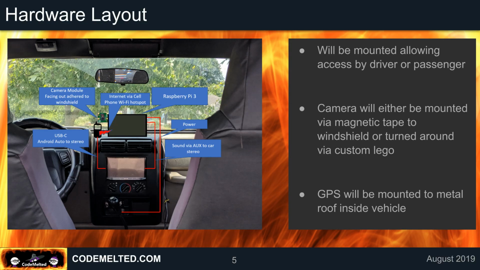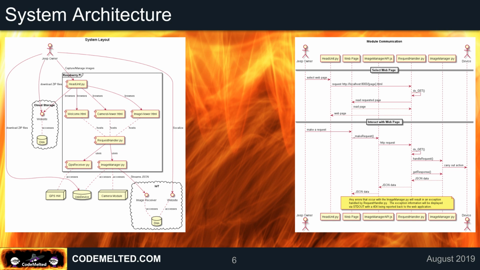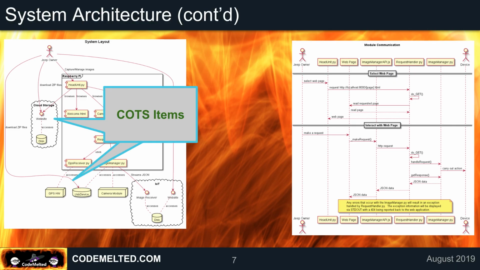The camera will be mounted to the windshield, and the GPS will be mounted to the metal roof inside the vehicle. This diagram illustrates the system architecture and module communication, showing how the components interact within the system layout. Highlighted here are the commercial off-the-shelf or COTS items used in the system architecture.